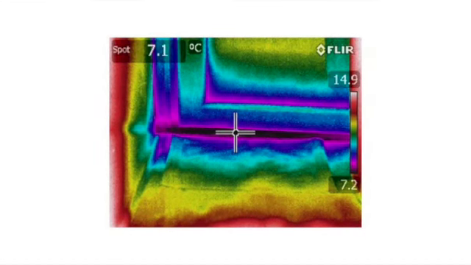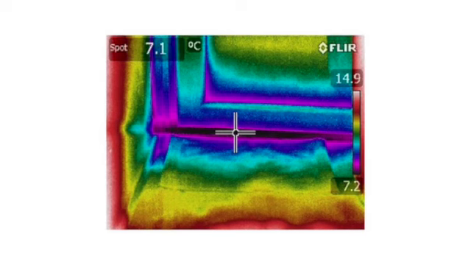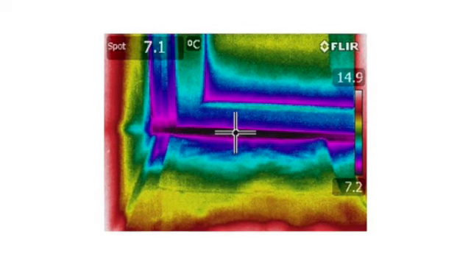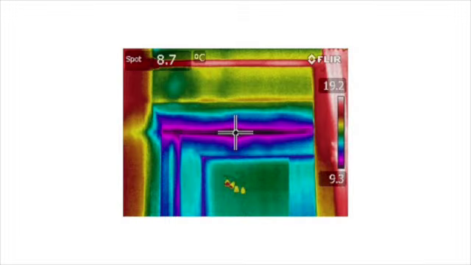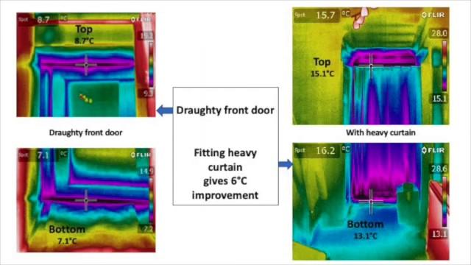This image shows the temperature at the bottom of the door was 7.1 degrees centigrade. That's very uncomfortable. And this image shows that there was also a problem at the top of the door, with cold air coming in at 8.7 degrees centigrade, which was simply adding to the chilling draft at the bottom of the door. This was tackled by fitting a heavy curtain across the door, which significantly reduced the problem.